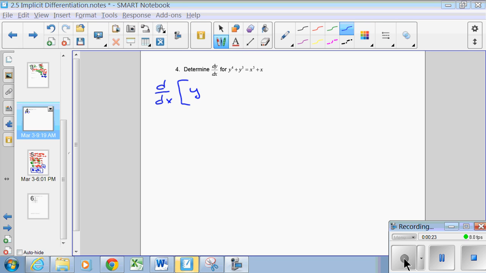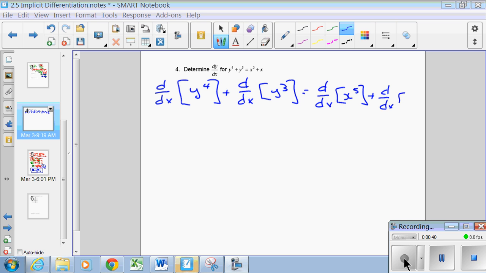We're going to take the derivative of y to the fourth, and we're going to take the derivative of y cubed, and we're going to take the derivative of x to the fifth, and we're going to take the derivative of x. And again, things that have base of x are fairly easy for us compared to things that don't have base of x. When we talk about the derivative of y to the fourth, the first step is 4y cubed.